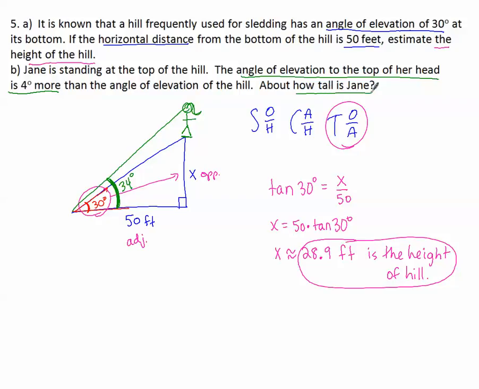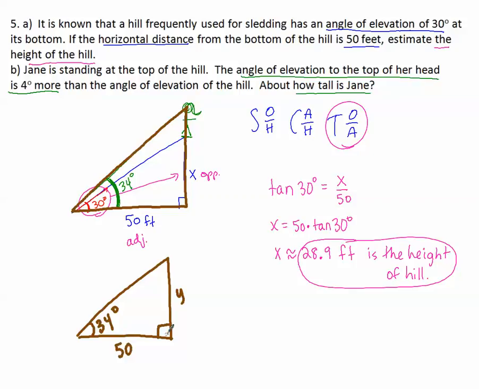So think about what we have right here. This nice, bigger right triangle. I'm going to draw that separately from our picture. We have the 34-degree angle of elevation and all the way to the top of Jane's head, and this is what we want to find. Let's call this all the way y. This is still 50, that horizontal. Now, we need to find this length because we need to know how tall Jane is.